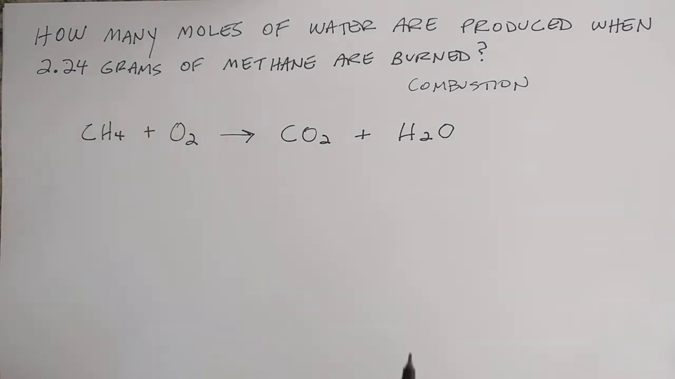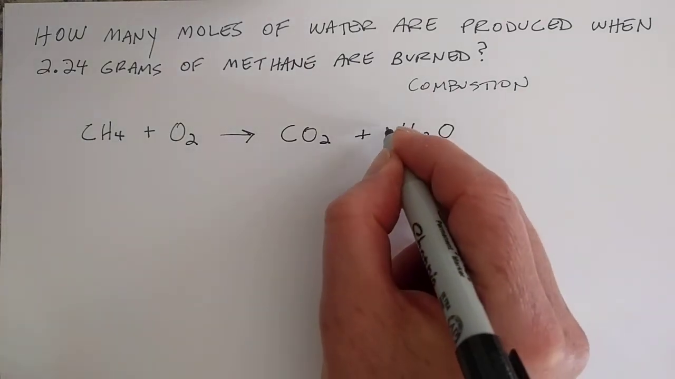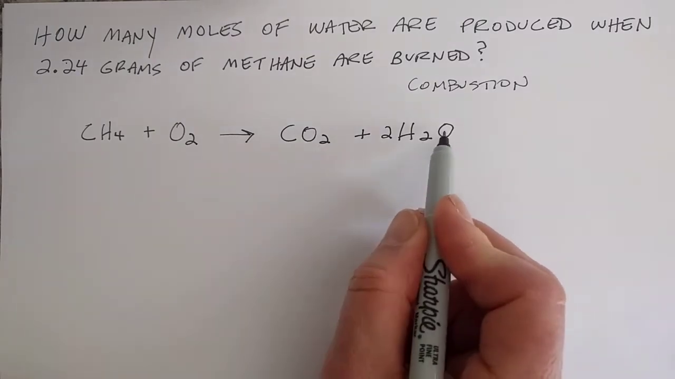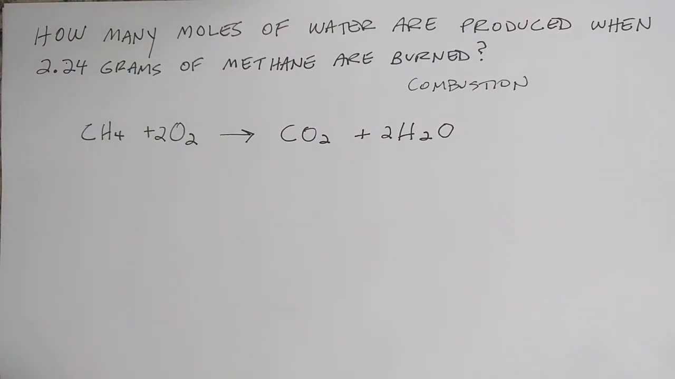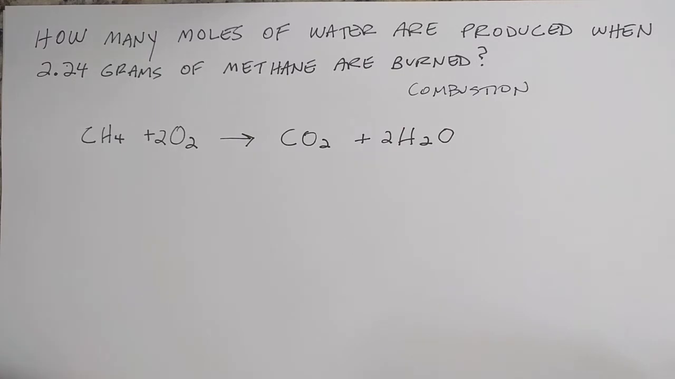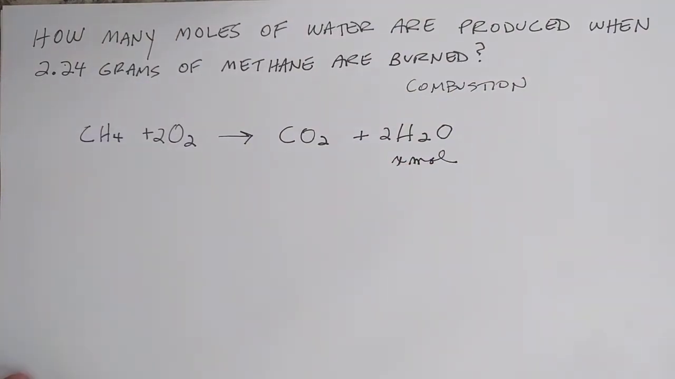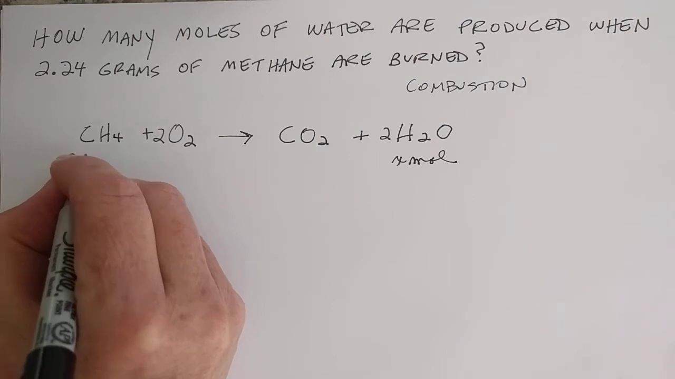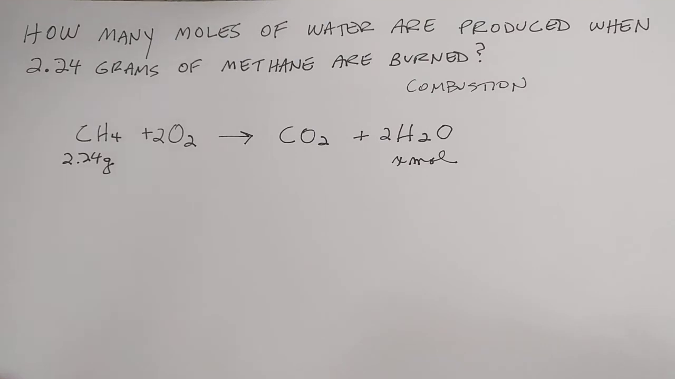So now that we have all our formulas, we can go ahead and balance. And this is a CHO, carbon first, then hydrogen, then oxygen. 1 carbon, 4 hydrogen, I need 4. And now I have 2 plus 2, a total of 4 oxygens. On the right, I need 4, put in my coefficient of 2. Now we can go back and put our information into the problem. So how many moles of water, X moles, are produced when 2.24 grams of methane are burned?